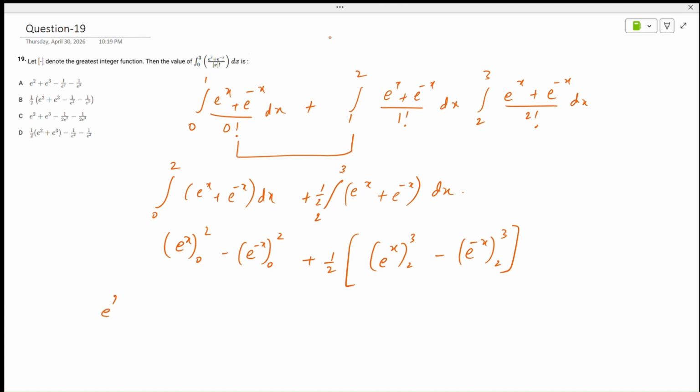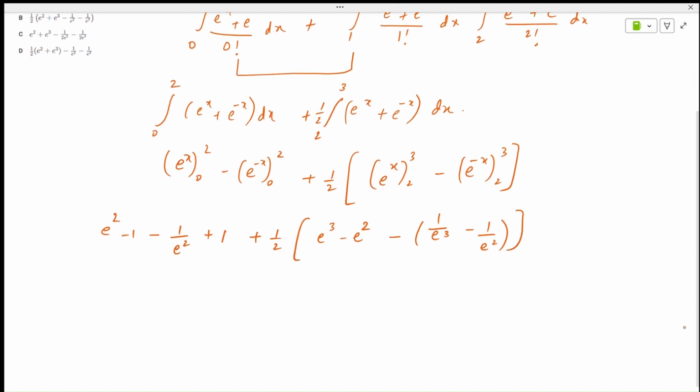This becomes e^2 minus 1, and this becomes minus 1/e^2, and minus of minus plus 1, plus half of e^3 minus e^2 minus (1/e^3 minus 1/e^2). So if we solve this, minus 1 plus 1 gets cancelled. We get e^2 minus 1/(2e^2), and e^3 plus half e^3.